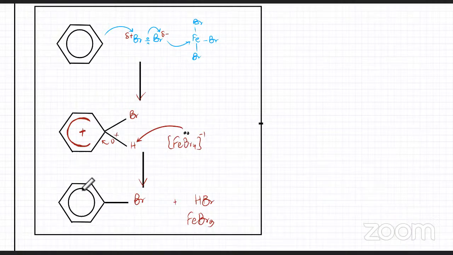So we're going to continue with this, and we're going to try and finish electrophilic substitution in the next class, and then we'll do some past papers related to this.